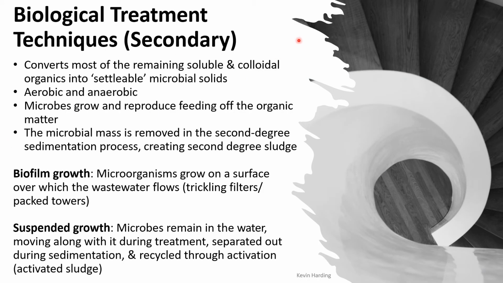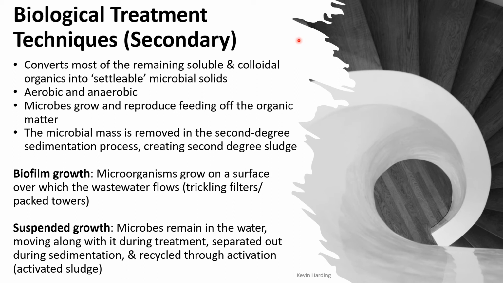In terms of biological treatment techniques, which listed here are as secondary, what this is going to do is convert most of any of that remaining soluble or colloidal organics into a more settleable microbial solid. So this can either be aerobic or anaerobic, but what both mean is that the microorganisms or those microbes grow and reproduce feeding off that organic matter. So any organic matter that is left over, they can then feed on that. That microbial mass, so as you've got these microorganisms growing, that is then removed in that second sedimentation process. So we then have a second degree sludge.